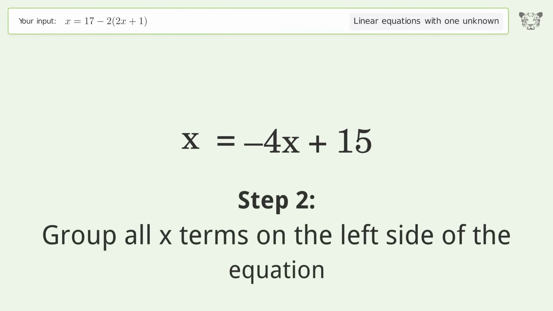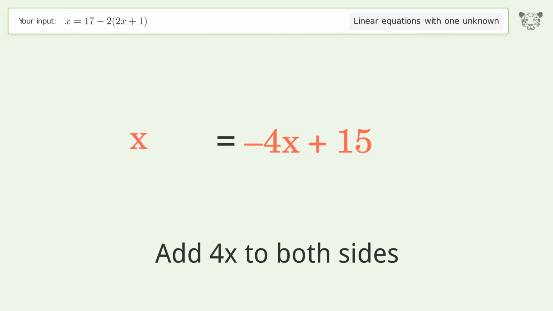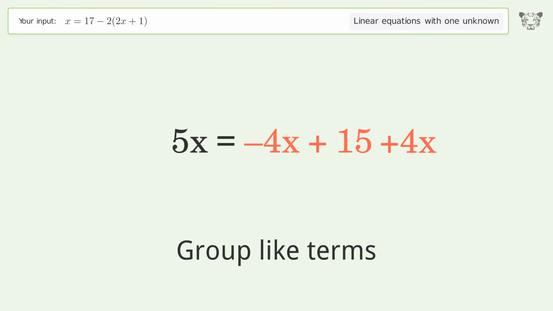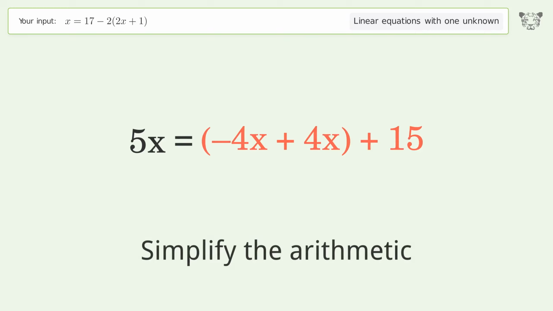Group all x terms on the left side of the equation. Add 4x to both sides. Simplify the arithmetic. Group like terms. Simplify the arithmetic.